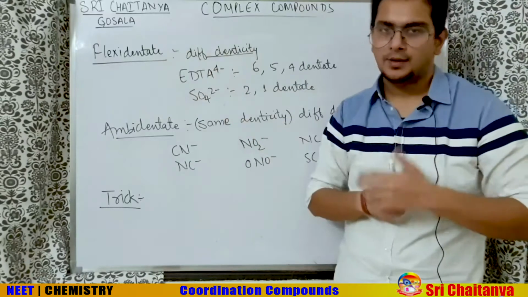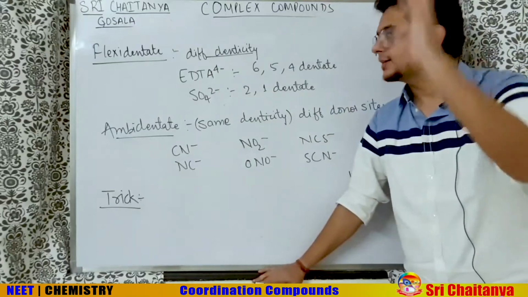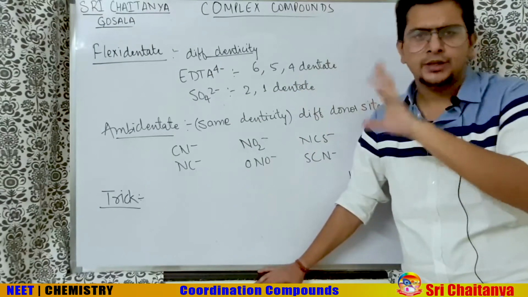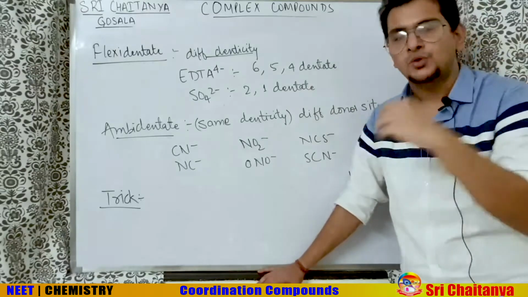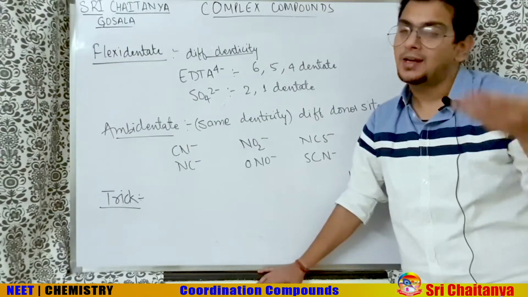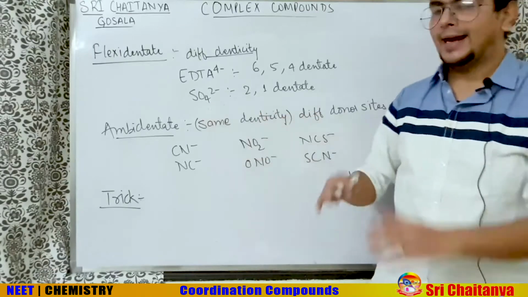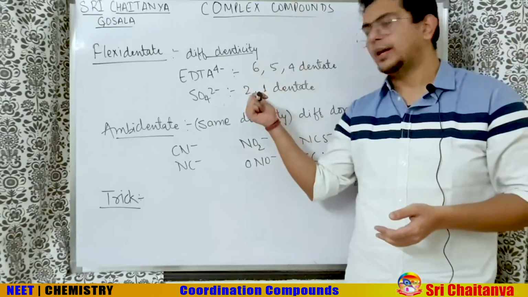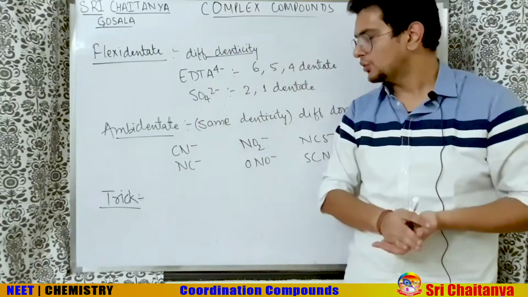Flexidentate ligand. Example, EDTA4-, ethylene diamine tetraacetate. Yes, he can show a denticity of 6. Mostly he shows 6, but he can also show a denticity of 5 and 4 as well. So in some compound EDTA shows a denticity of 6, making 6 bonds with the central atom. In some compounds 5, some compounds 4. Similarly, sulfate is a didentate ligand generally, but in some compounds he can also act like a monodentate ligand, so it shows flexible denticity. These are the 2 examples in our course.